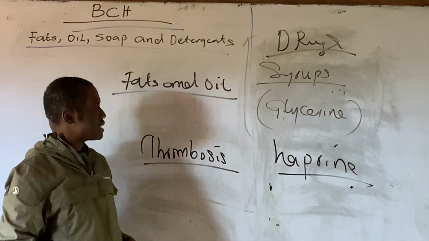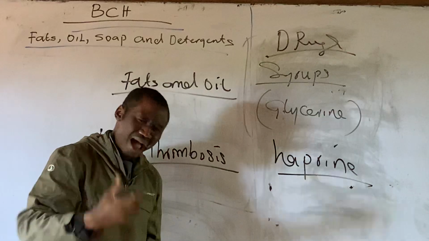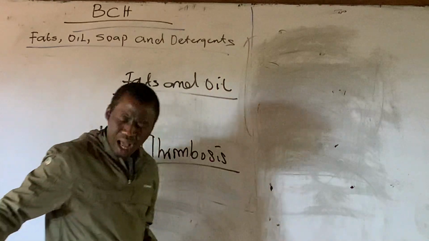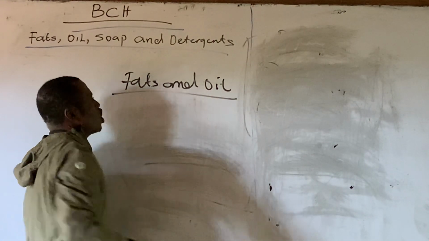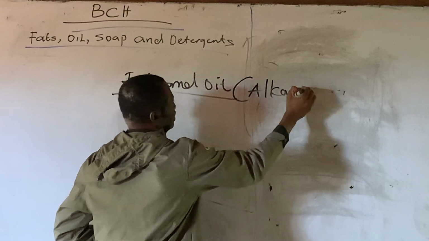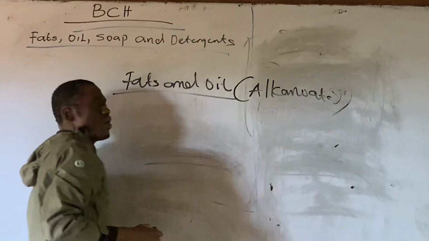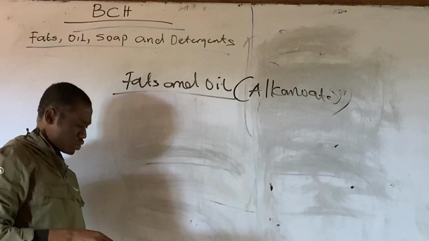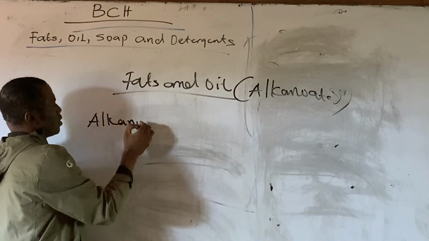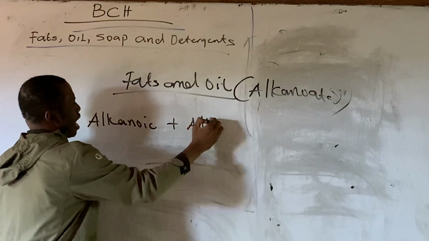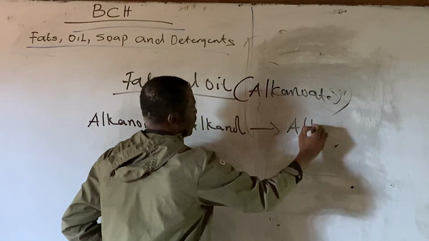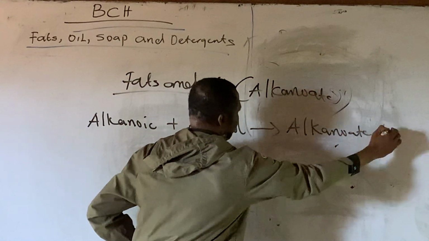Let's go now to fat and oil. How can we make fat and oil? I believe I've helped you. Alright, fat and oil. Actually, fat and oil is also known as alkanoates, an organic compound that is formed from the addition of alkanoic acid plus alkanol. And it will give you what? Alkanoates. And water.